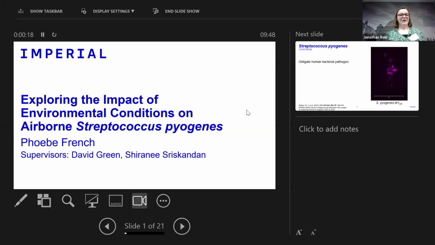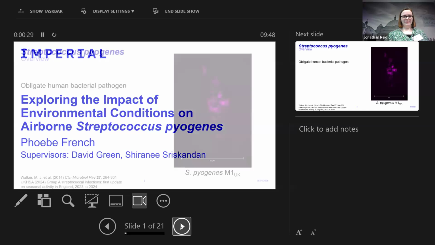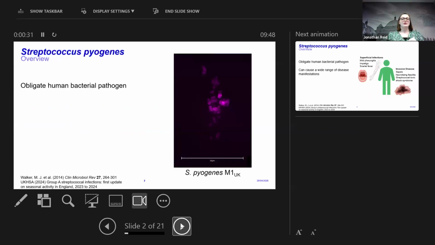I'm going to be talking about the impact of environmental conditions, namely relative humidity. I'll be focusing today on airborne Streptococcus pyogenes. Streptococcus pyogenes, or group A Streptococcus, is an obligate human bacterial pathogen, which means it has to infect humans in order to survive. And you can see a culture of Streptococcus pyogenes on the screen now.